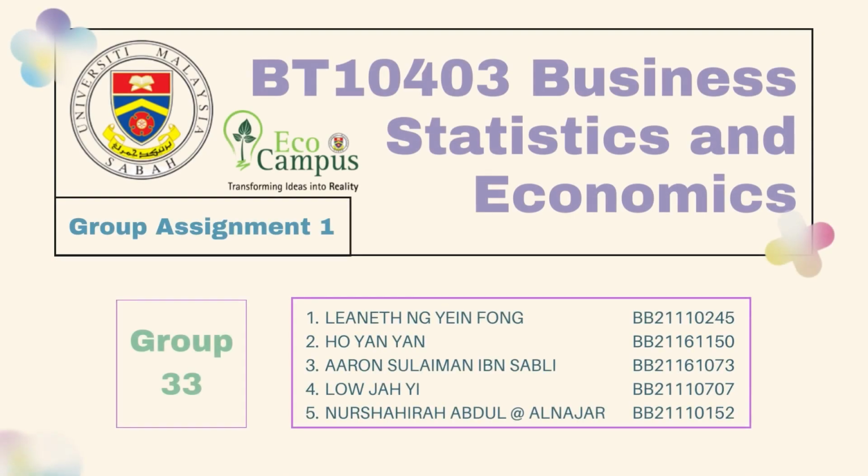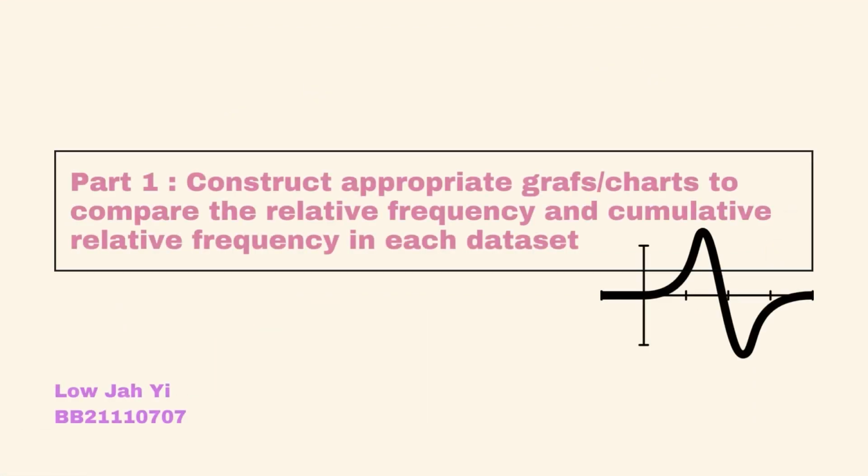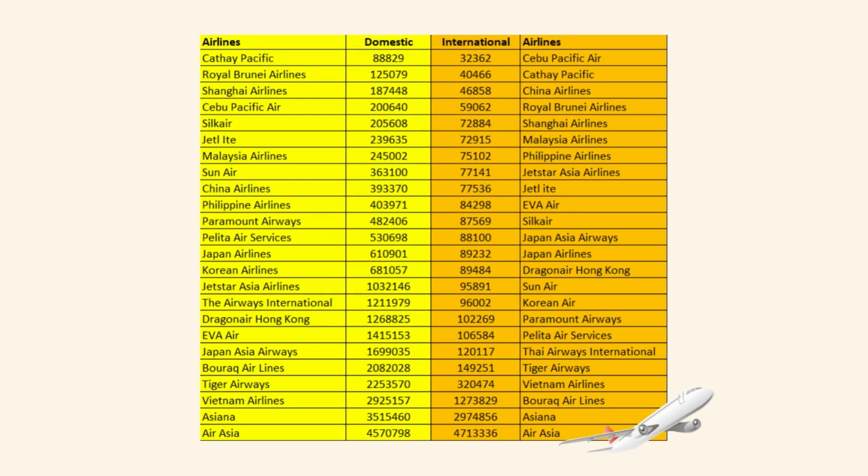Hello, we're from Group 33 and we will present Group Assignment 1. I am Lojayi and I will be taking Part 1, which is to construct an appropriate graph and chart to compare the relative frequency and cumulative relative frequency in each dataset. This slide shows the dataset for domestic and international airlines for 24 different airlines from the lowest to the highest number.